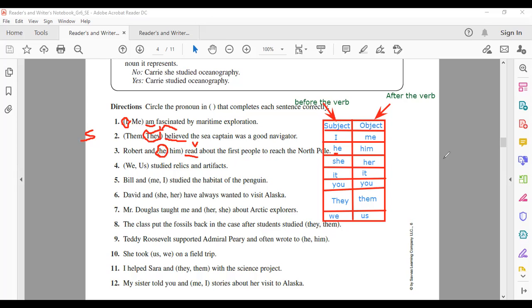You almost killed me. Number 4, Watin, go ahead. We studied relics and artifacts. Excellent. Why did you choose we, not us? Because it's before the verb and we is a subject. Very good, because it's before the verb and it is a subject. Let's go for number 5. Lean, are you there, Lean? Lean, you are muted. Can you open the mic, please, because nobody can hear you?